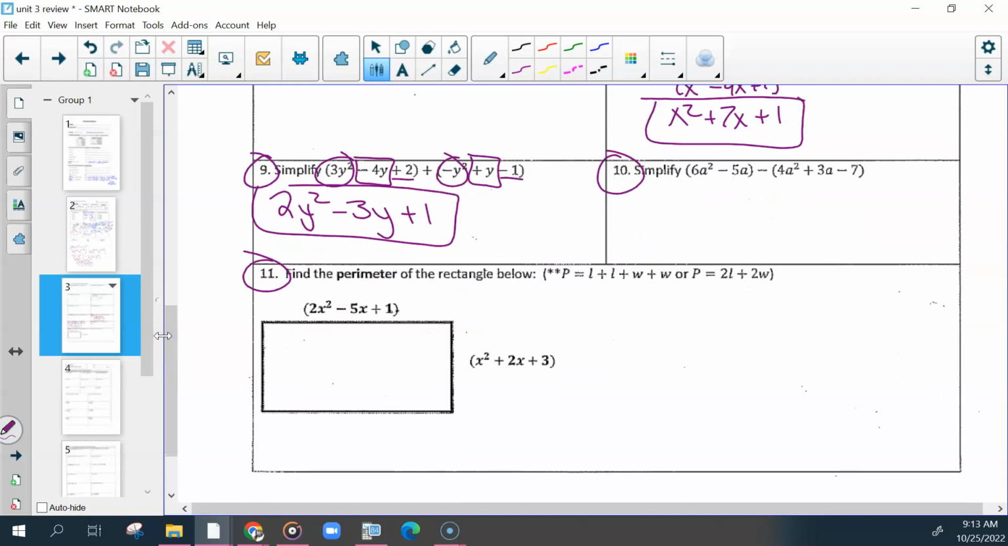10, we are subtracting again, but notice how this has two terms and this has 3. Not everything is going to be subtracted. So I'm still going to rearrange it. And because this doesn't have a constant, I'm going to put plus 0 at the end. So 6a squared minus 4a squared would give us 2a squared. Negative 5a minus a positive 3a, negative 8a. And then for the negative 7, I'm really doing like 0 minus a negative 7.